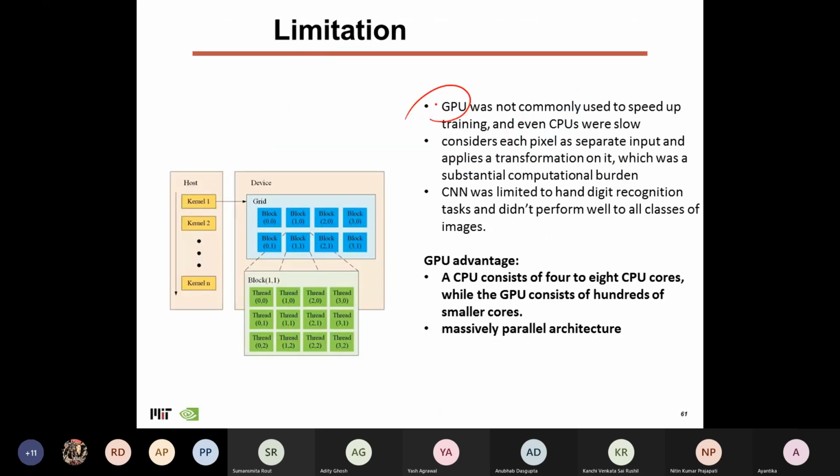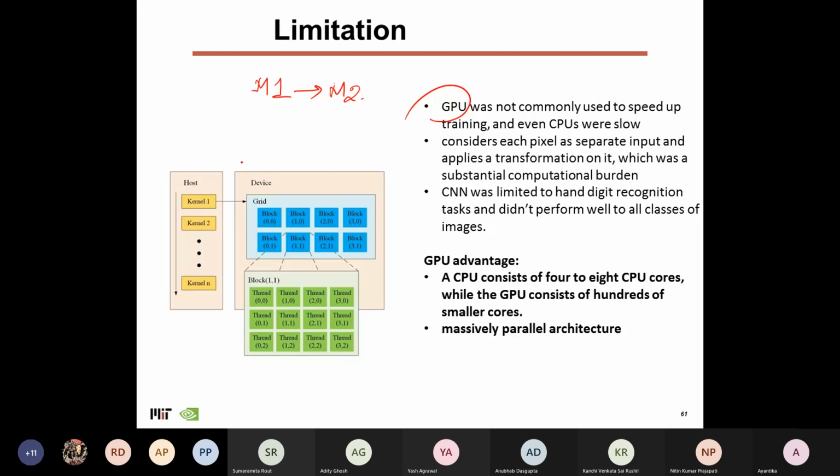Initially, when LeNet was proposed, this concept was not there. GPU was not in the picture. Only CPU was there, and here you have to go for serial processing. You have to do the first multiplication, it will complete, then you have to come for the next multiplication. When GPU came into the picture, the scenario changed a lot.